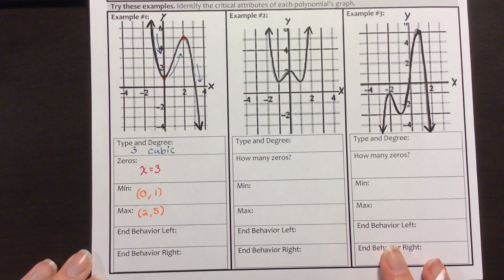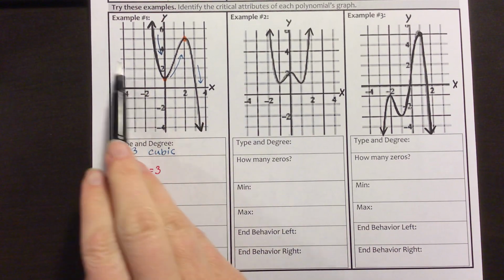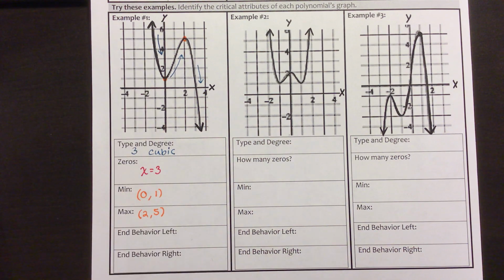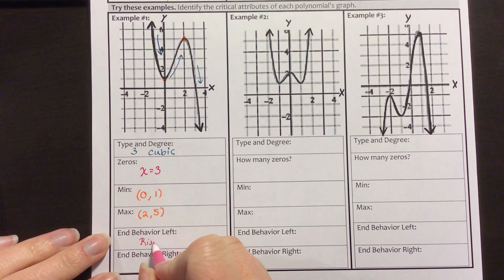Last thing is end behavior left and end behavior right. The left side of the graph is over here. So we start with this arrow. It is pointing upward, so that means that it is rising. Left arrow is rising.